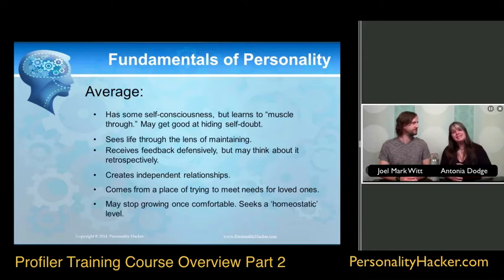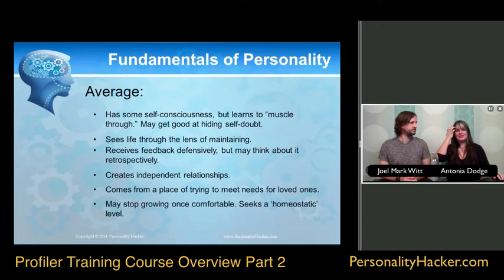You create independent relationships. So an average person is not necessarily creating that interdependence, but actually creating independence, like, I can do it on my own. I don't need anybody else, which is not necessarily a bad place to be in certain contexts. So that's usually the average level of health. And also you come from a place of trying to meet needs for loved ones. All right, so it's not like a global, holistic, I'm trying to help the world, but you are definitely taking care of the people in your life that you love. And the thing about average people, and the reason why they're not super healthy, is because they stop growing once they're comfortable. They reach a homeostatic level, and that's good enough for them.